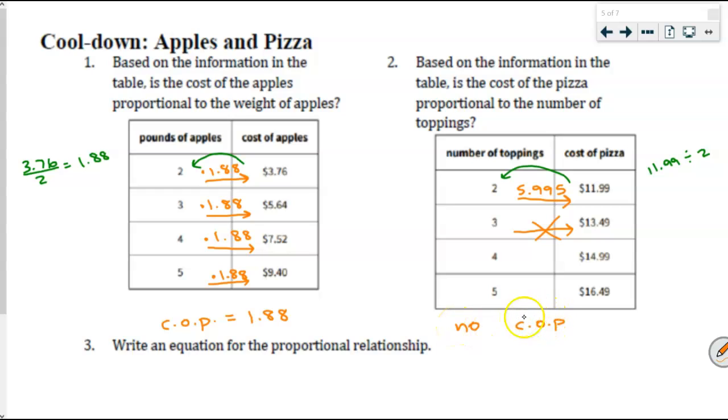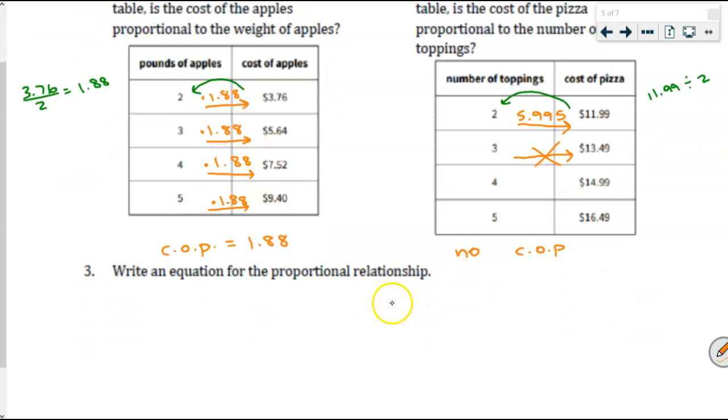So, question 3 says, write an equation for the proportional relationship. There's only the one proportional relationship. Let's write that. If I'm going to call this the x and this the y, when I have an x, I'm still going to go forwards in that table by multiplying by 1.88. So I end up with x times 1.88 is equal to y. X times 1.88 is equal to y, or even better, if we write it y equals 1.88x.